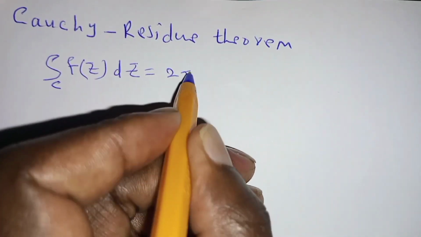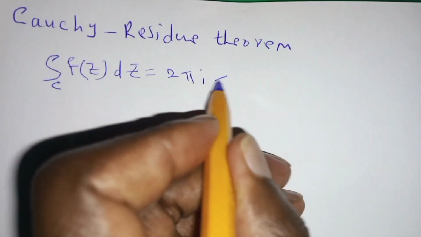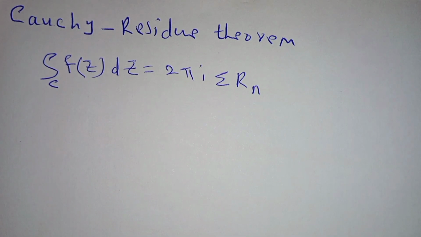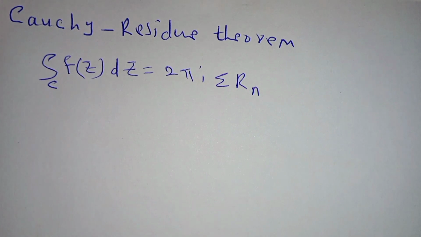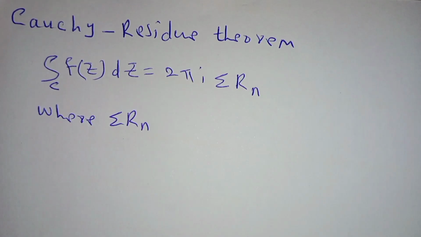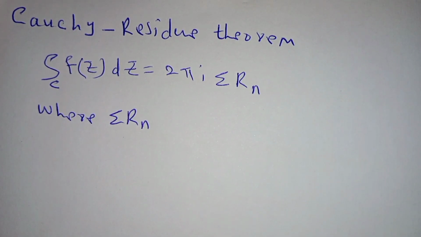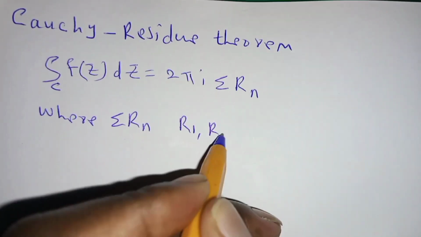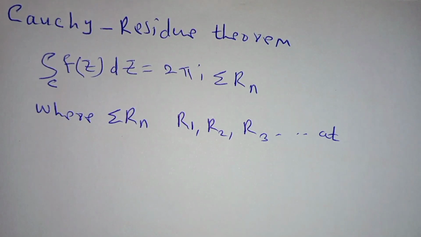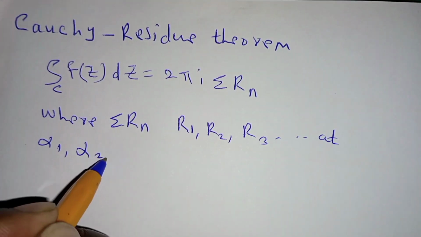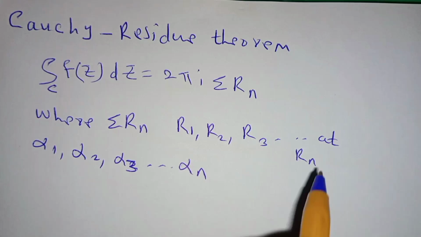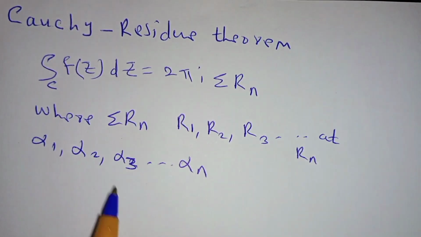2 pi i times the sum of all the residues up to n, where the summation of R is the sum of the residues R1, R2, R3, all the way to Rn, at the poles alpha 1, alpha 2, alpha 3, all the way to alpha n. That is the Cauchy residue theorem.